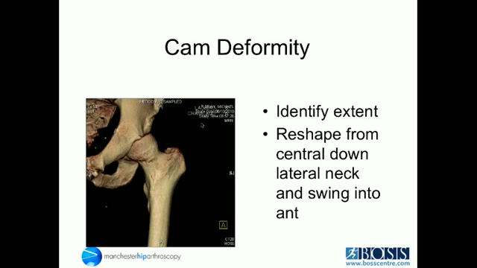Patients with a cam deformity, it's very important to work out where that deformity is, as there's a number of different approaches to the hip joint. And if it stretches right over onto the lateral edge of the hip, you then have to come in over the top from the central compartment, start shaving there, and then work your way forward, making sure that it's fully resected.